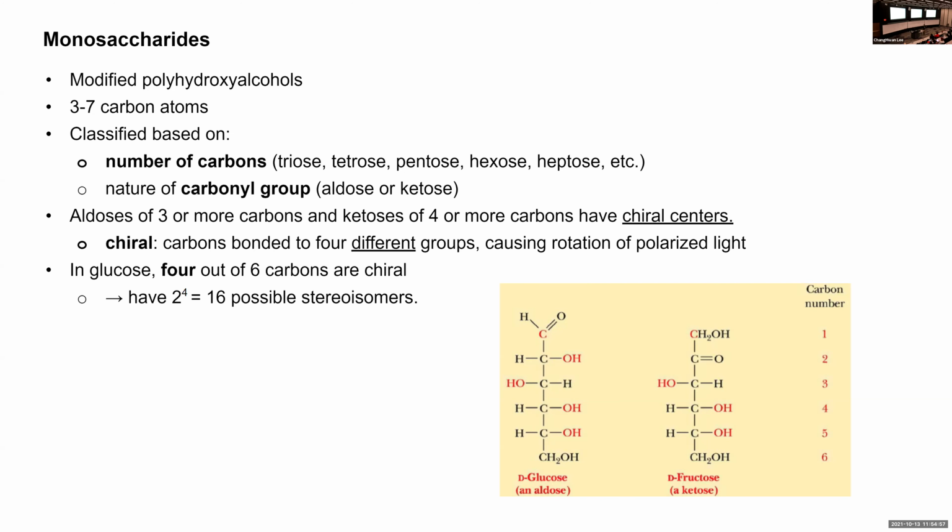Are they classified based on the number of carbons and the carbonyl group, or is it either or? Either or. So they can be classified in many different ways. And these are the two examples that are widely used for their classification. Of course, you can simply say pentose, which is used in the nucleotides, as opposed to aldose, which contains the aldehyde group.